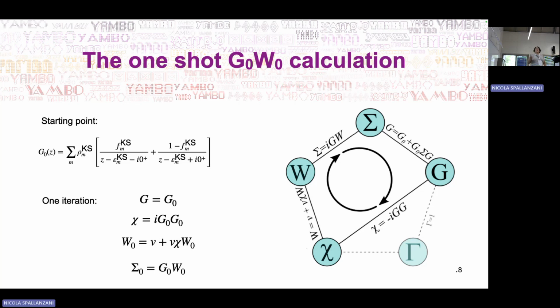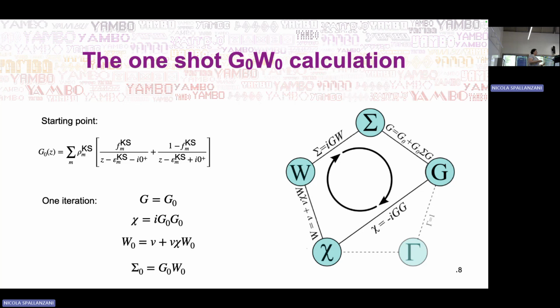Not only do we usually neglect this vertex here, we also usually don't do the whole iterative process. We do a one-shot G0W0 calculation. What does this mean? Maybe this gets us closer to the answer of the question than before. We start.